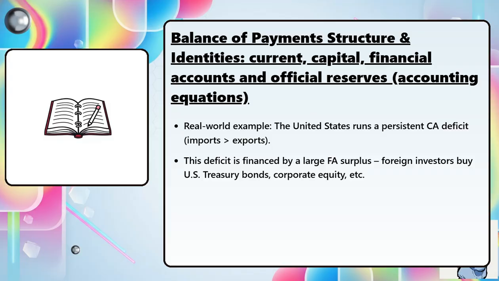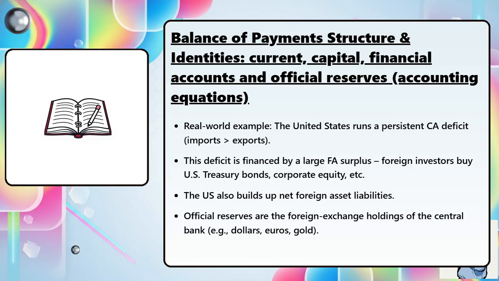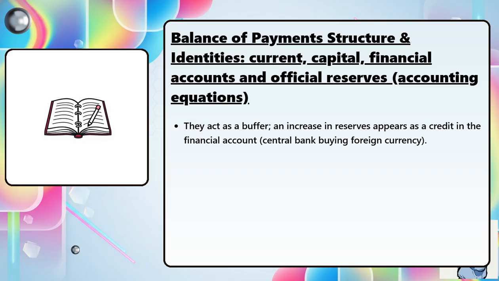This deficit is financed by a large FA surplus: foreign investors buy U.S. Treasury bonds, corporate equity, etc. The U.S. also builds up net foreign asset liabilities. Official reserves are the foreign exchange holdings of the central bank, for example dollars, euros, gold. They act as a buffer. An increase in reserves appears as a credit in the financial account, central bank buying foreign currency.